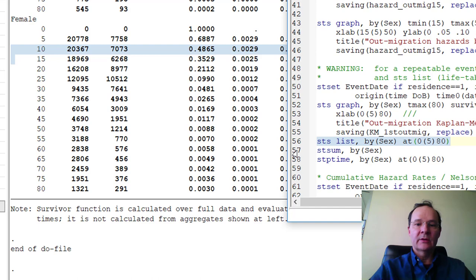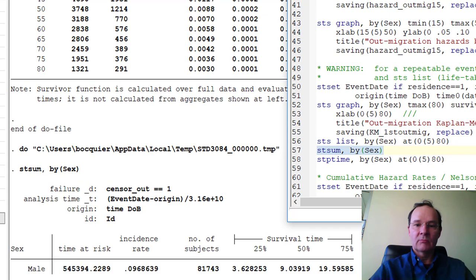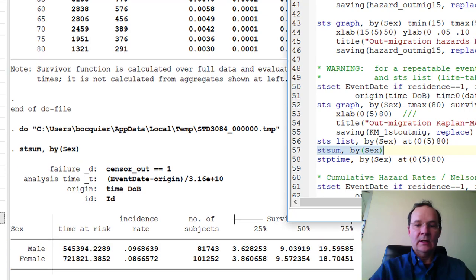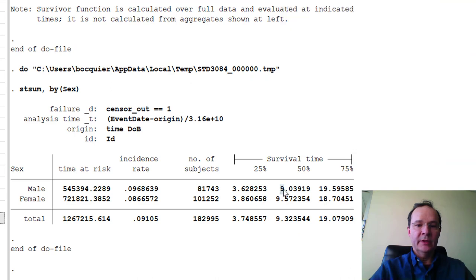You can produce summary statistics of these Kaplan-Meier curves, in particular the median year at migration. You can see from this table that for males it was about 9 years old, and for females about 9.5 years old. You also have the first quartile, which is 3.6 years for males and 3.9 for females, and also the third quartile, which is about 19.5 years old for males and 18.7 years for females.